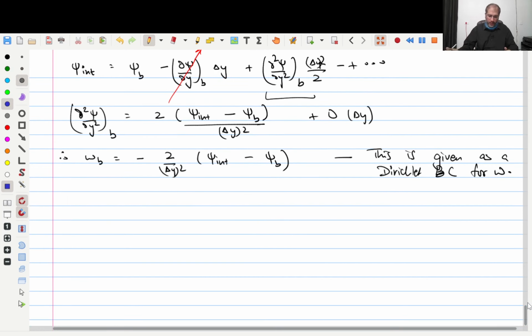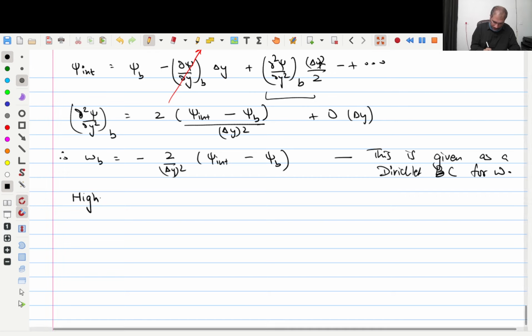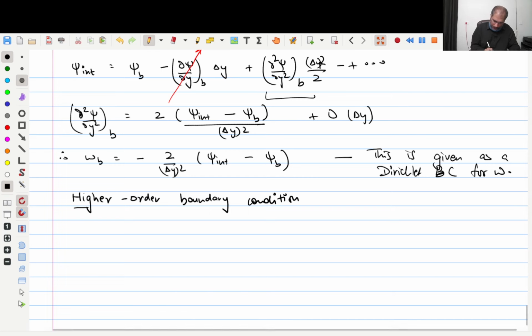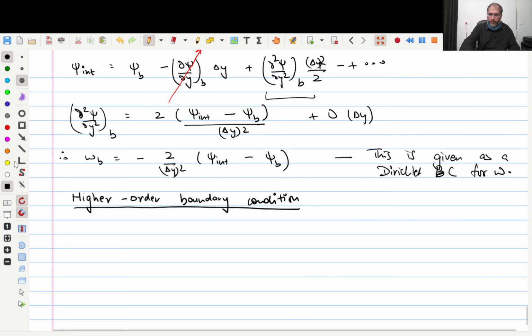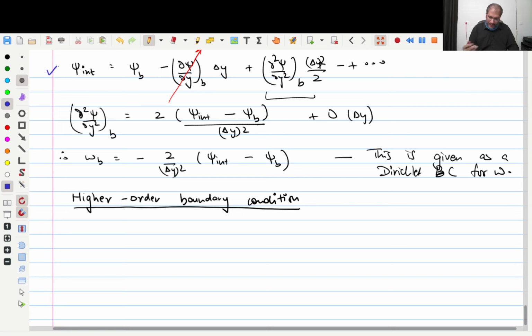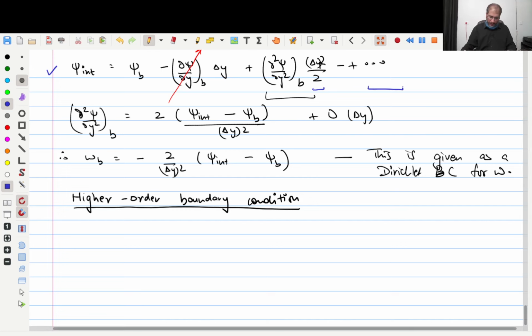Typically we would want a higher order boundary condition so that our overall scheme would be of a higher order. So let's talk about a higher order boundary condition for omega on a wall. In the expression for psi interior that we had written on the top, we can include another term in addition to this delta y squared term. We'll include a delta y cubed term, and that will allow us to obtain a higher order boundary condition in this case.